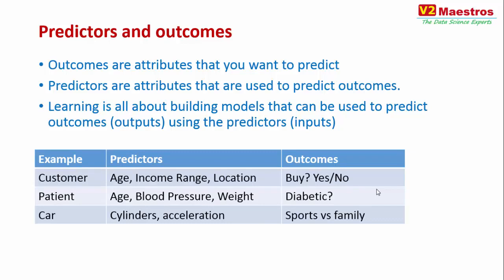Here are some examples. We again go back to the same 3 examples. In the case of a customer, the predictors are age, income range, and location, and the outcome can be: is the customer going to buy your product or not? For a patient, the predictors can be age, blood pressure, and weight, and the outcome can be: is the patient diabetic or not? For a car, the predictors might be the number of cylinders and acceleration, and you might want to predict whether the car is a sports car or a family car. So these are what you call predictors and outcomes.